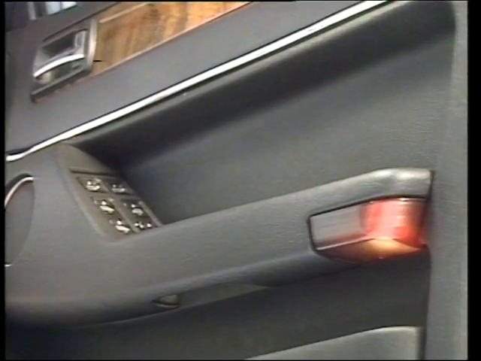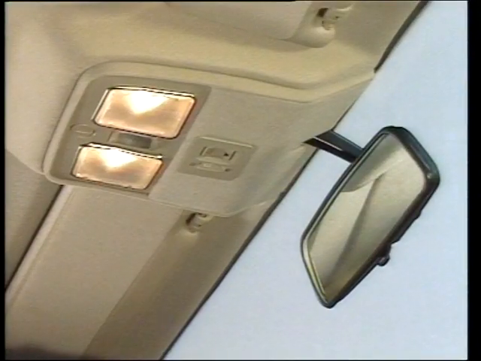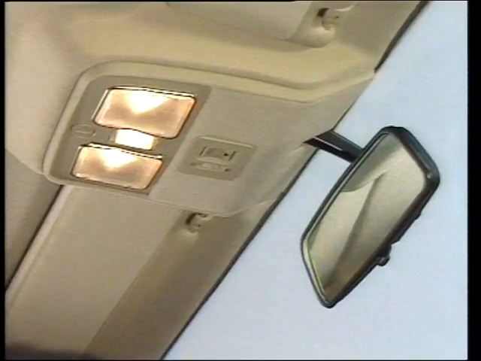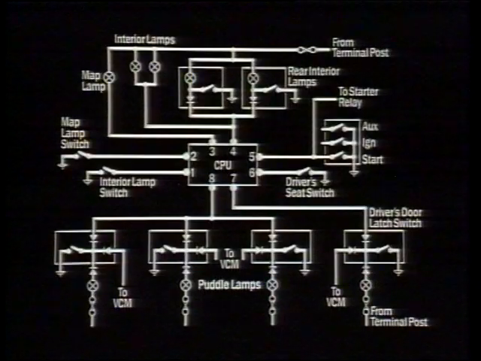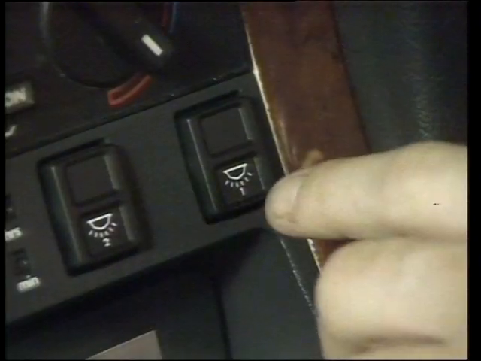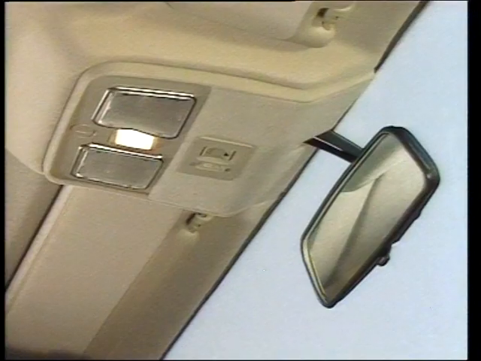The puddle lamps are located in the bottom of each door. The interior lamps, along with the map reading lamp, are located in the roof, and the reading lamps are housed in the back of the front seat headrests. With the exception of the puddle lamps, all these lamps can be operated manually through switches.